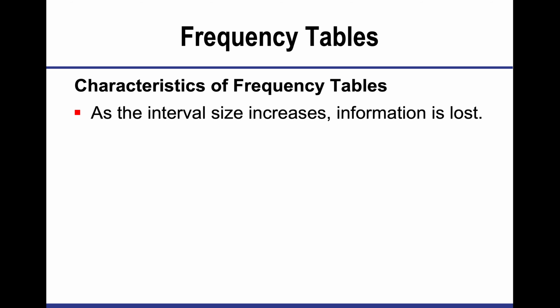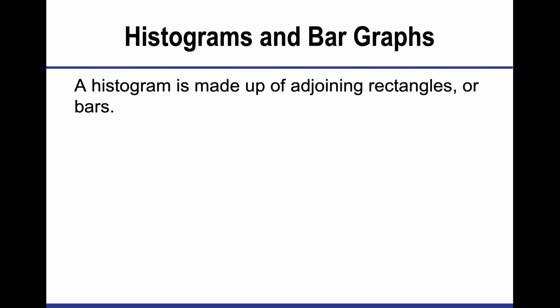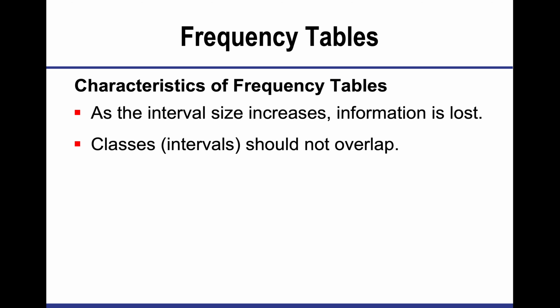As the interval gets really big, though, this is where we see issues because it's not clear what the actual values are. Classes should not overlap. So when we're looking at intervals, there should be no overlap between those intervals, and in a histogram we're going to see why that is in just a minute. In the frequency table, we don't have any overlap.